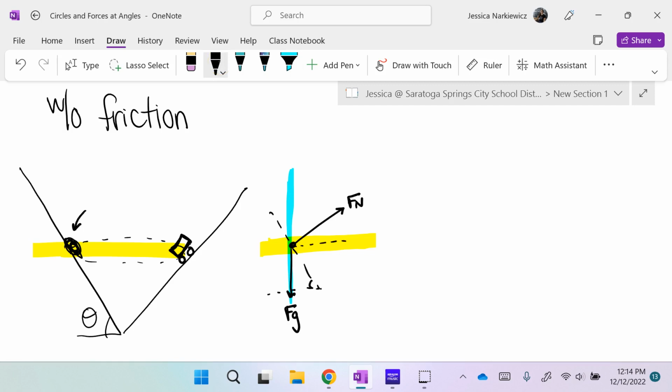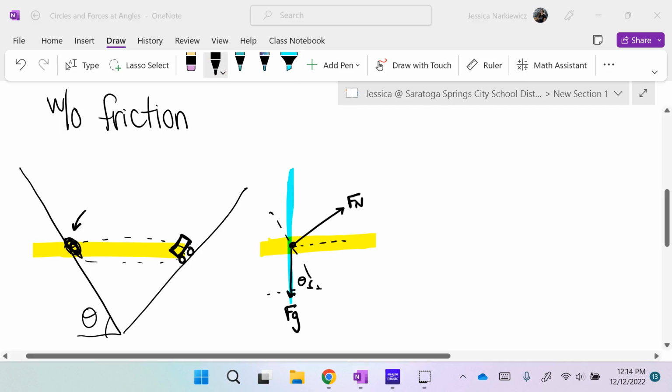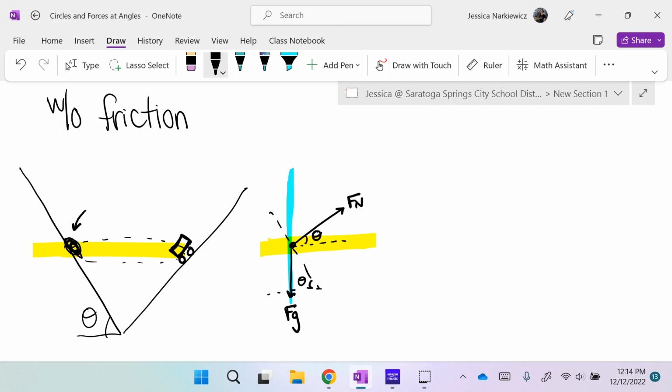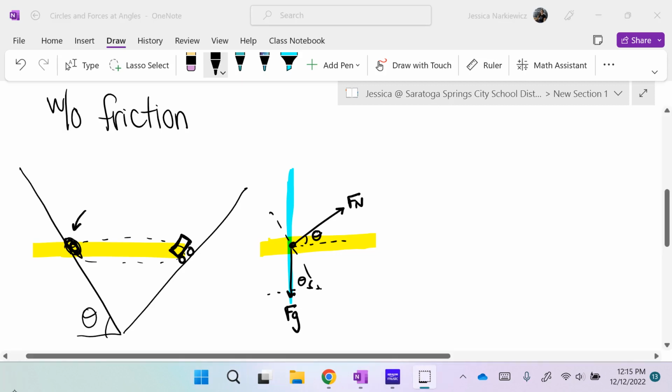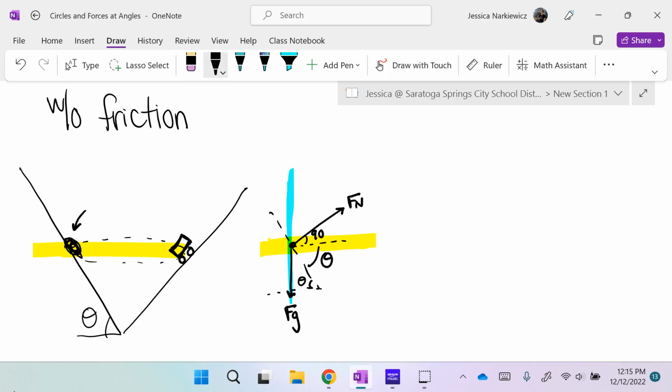Through some alternate interior angles, if this funnel side or banked turn is theta, then the normal force also makes a theta with horizontal. I'm actually realizing that I labeled that wrong. This angle would be theta, which means this is 90 minus theta, because these have to create an angle like that.